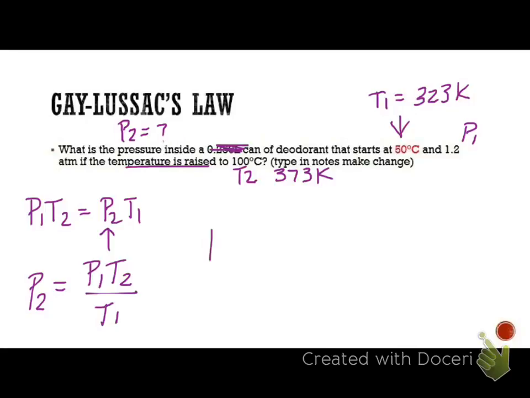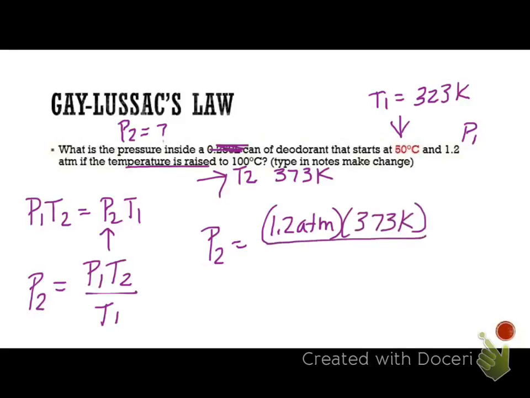Okay? So now it's plug and go. We're going to plug in our numbers. We have 1.2 atmosphere for P1. This time we need T2, which is right here, so times 373 K, divided by T1, which was 323 K. And our Kelvin temperatures cancel out. So when we get our answer, we need two significant figures because that's the smallest one right there. So our answer would be 1.4 atmosphere.